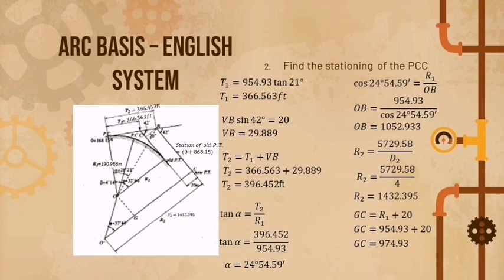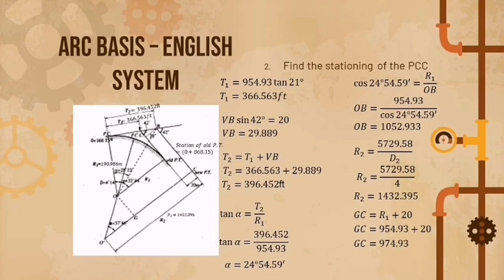So for the OB, cos 24 degrees 54.59 minutes, which is our A, equals radius 1 over the OB. So OB is what we are looking for, so we will isolate it. So OB equals 954.93, which is our radius 1, over the cos 24 degrees 54.59 minutes, and we compute them, we will get the answer of 1052.933.